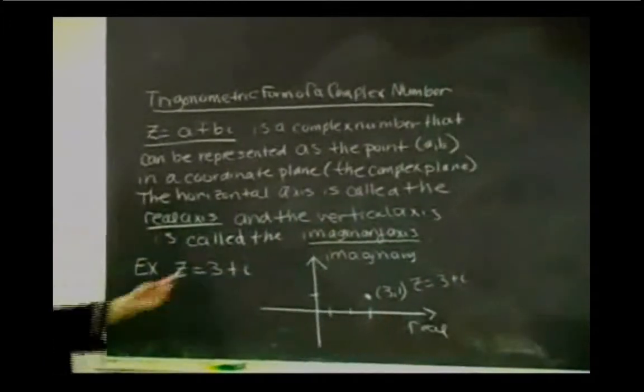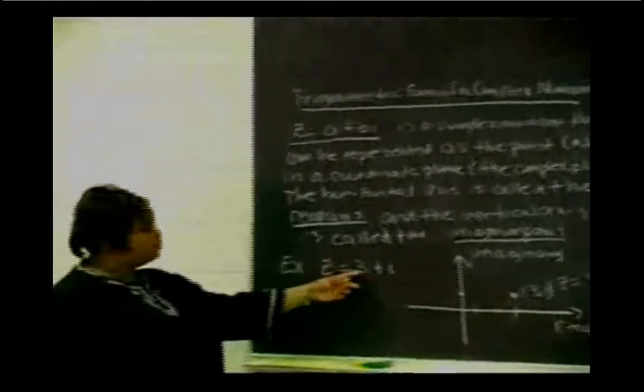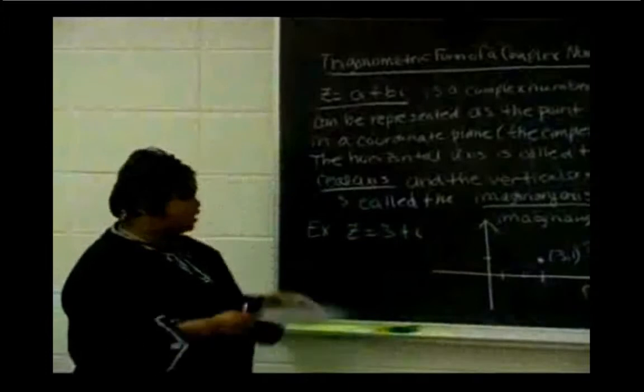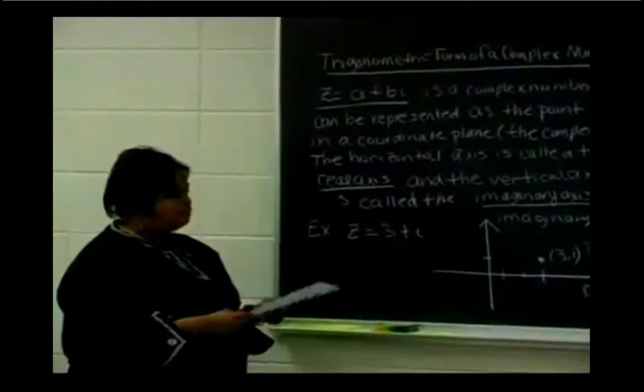Okay? So this number is how many we go left or right. This coefficient of I represents how many we go up or down. Okay?